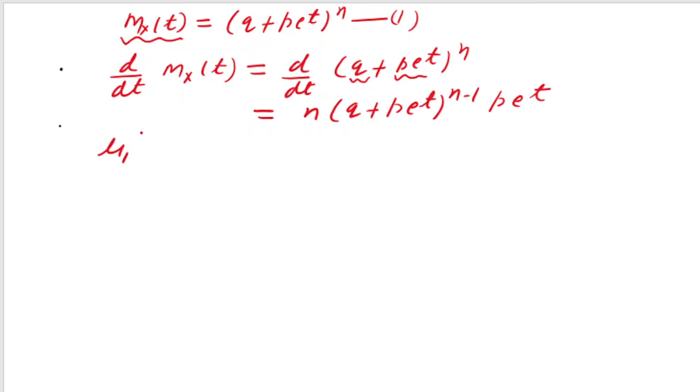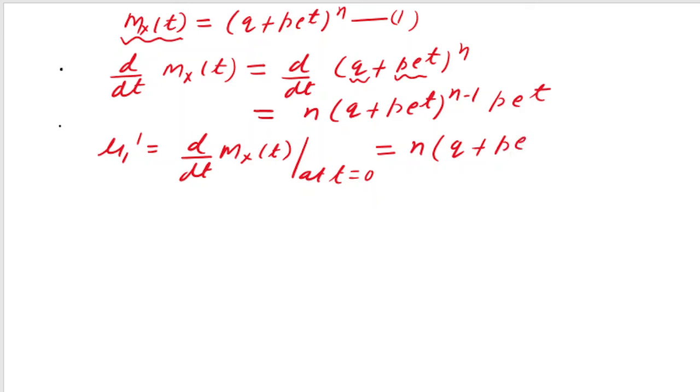So what is mu1 dash? Mu1 dash is the first derivative of the moment generating function at t is equal to 0. So here I have to put t is equal to 0. If I put t is equal to 0, I get n into (q plus p e to the power 0) to the power n minus 1 into p e to the power 0. What did I get? E to the power 0 is equal to 1, right? E to the power 0 is equal to 1. So I get n into (q plus p) to the power n minus 1 into p.